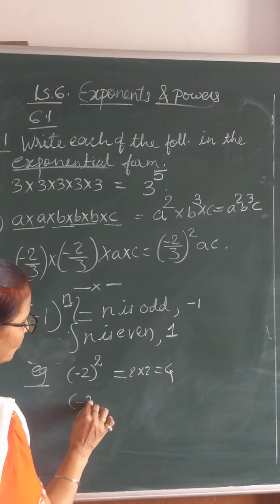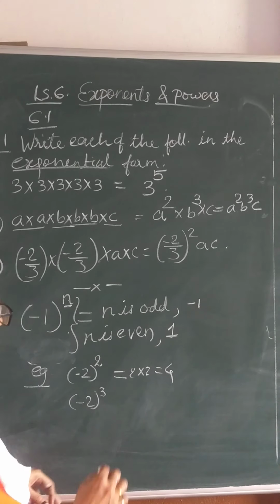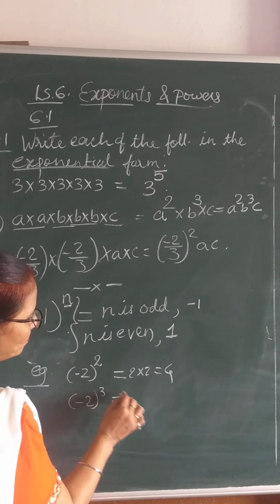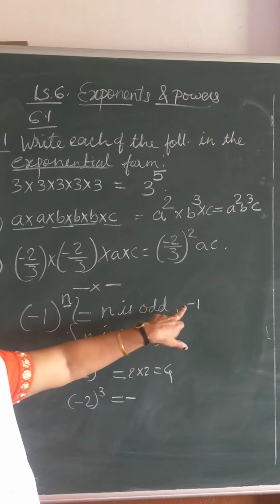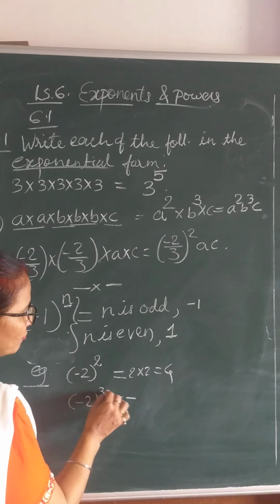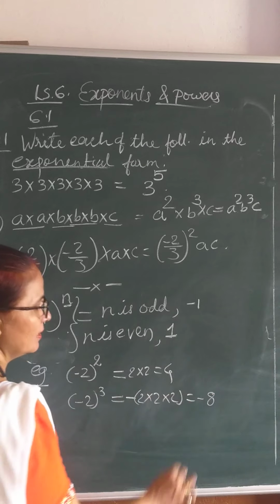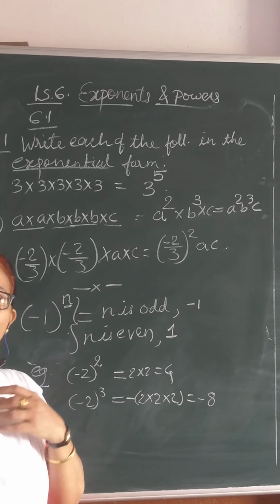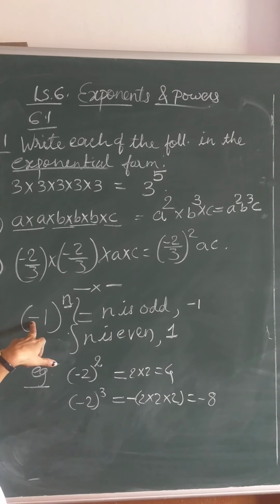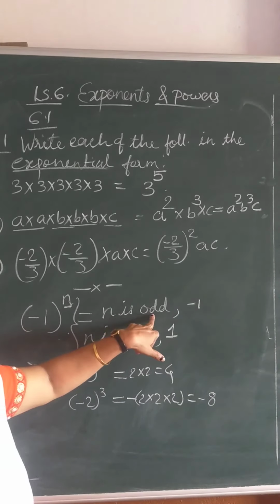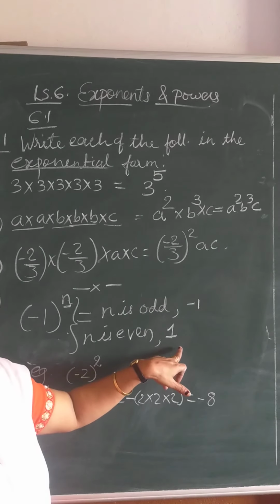And suppose the same question is when the power is odd. So what will we get as the answer? Minus 2, minus, that you can write, because whenever the power is odd, the answer will be negative. And 2 twos are 4, 2 fours are 8. In this way you can write. So what is the answer? Minus 8. Means no need to multiply this minus sign again and again. Just see, if the minus sign is there with any number, and if the power is odd, then the answer will always be negative. If the power is even, then the answer will always be positive.